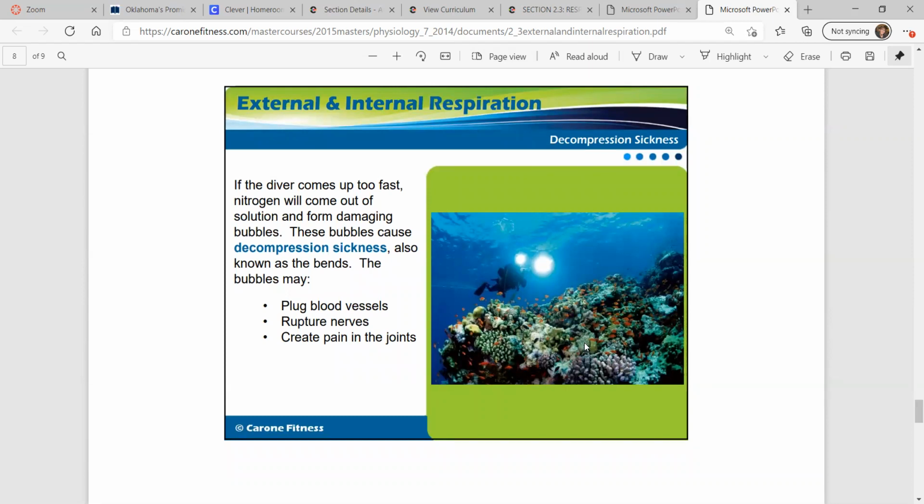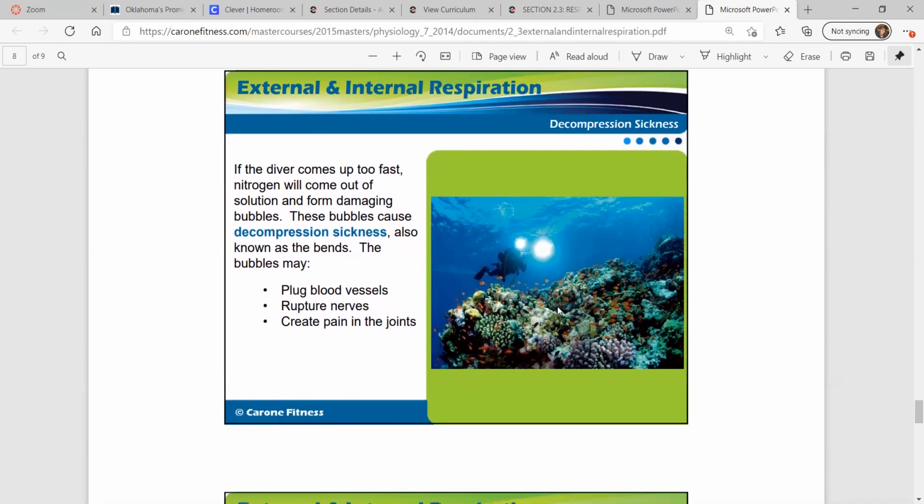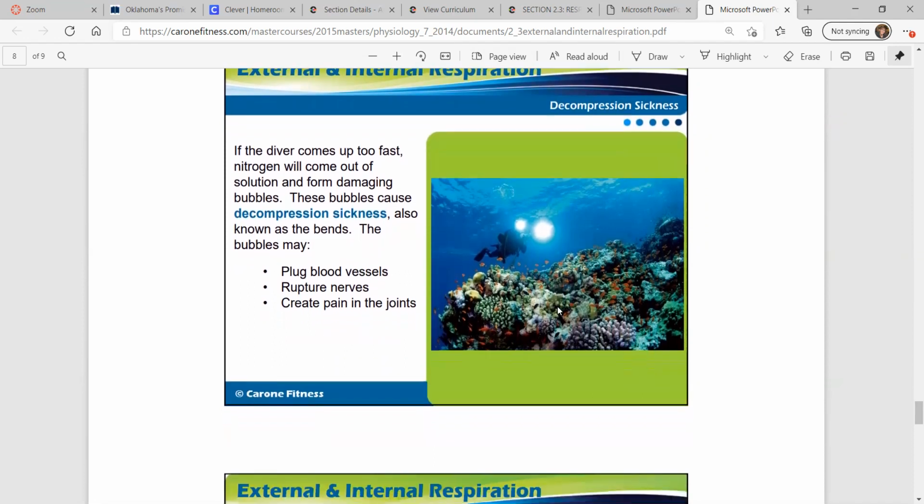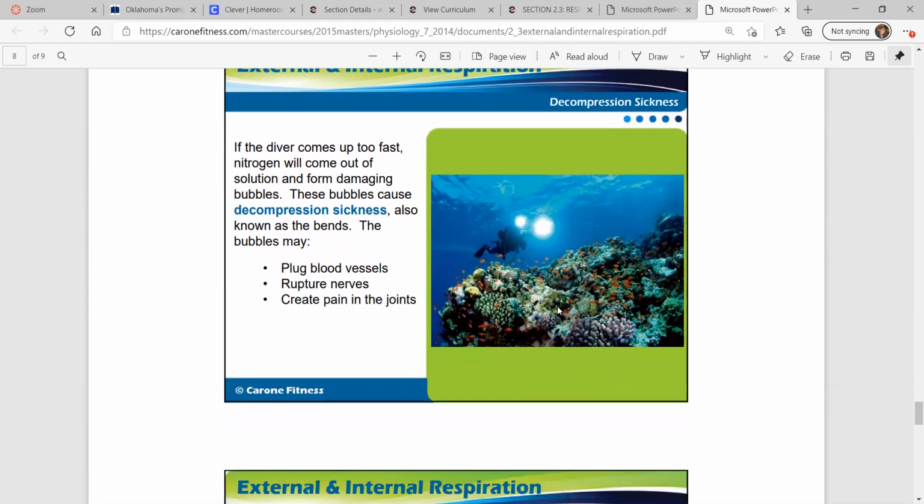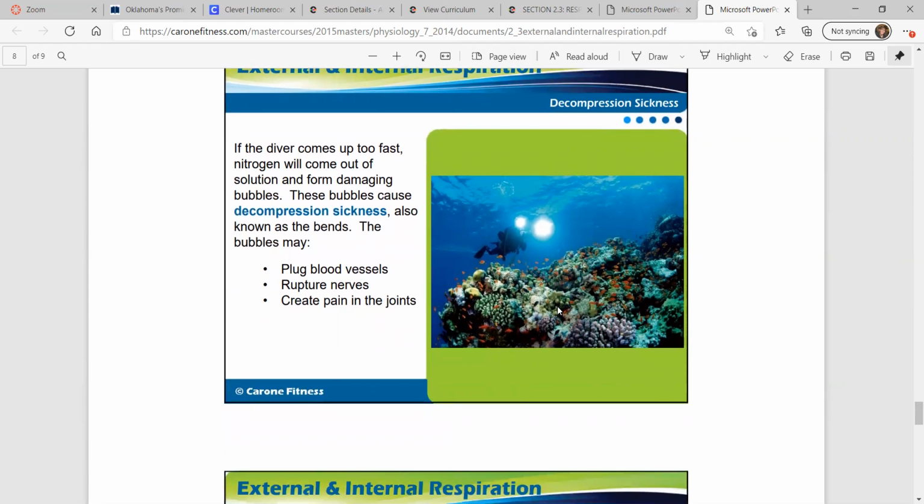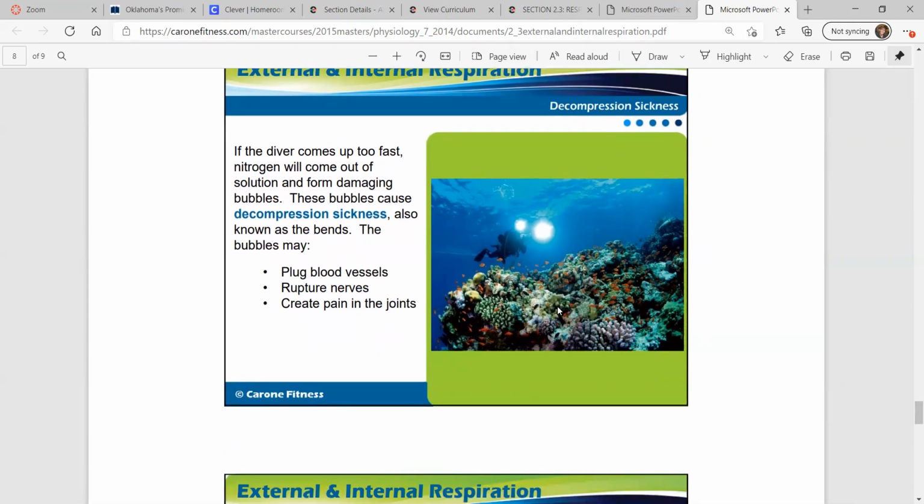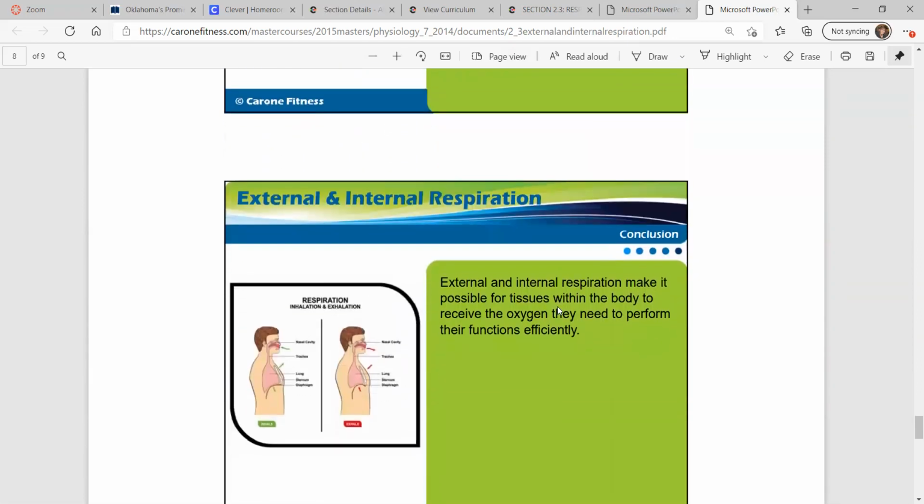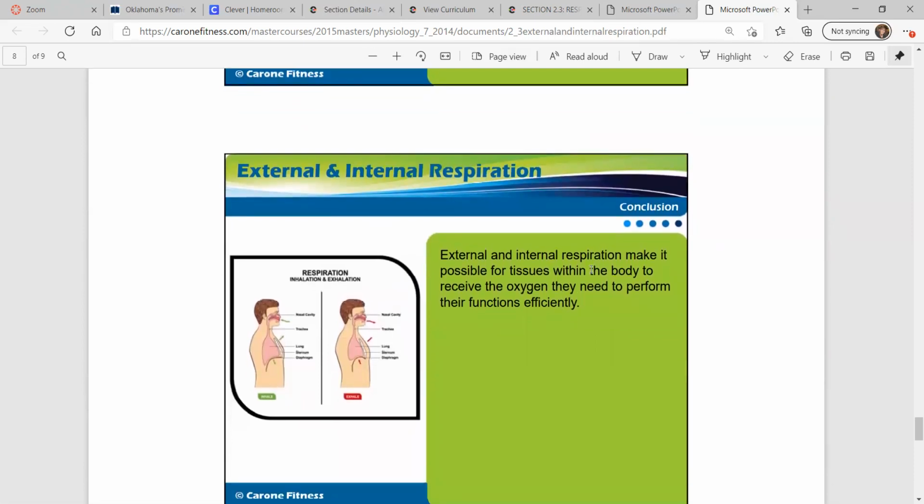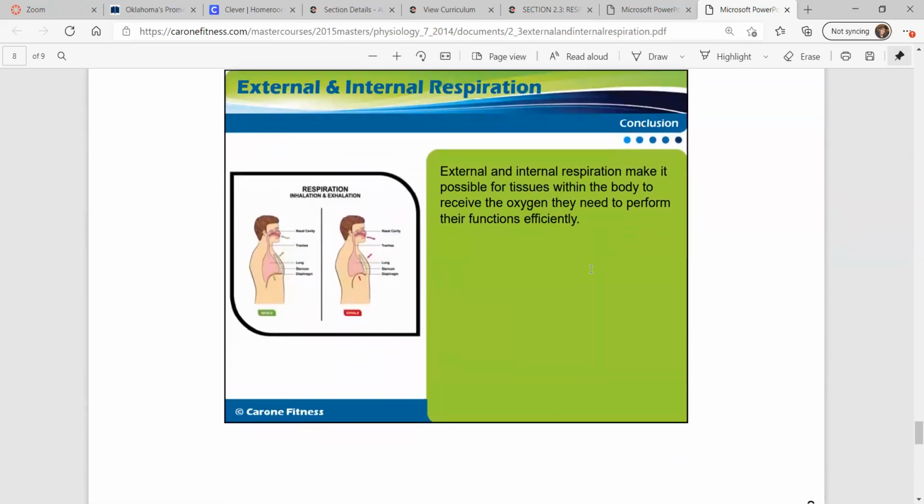Those bubbles cause decompression sickness, and it goes by the name of the bends. The bubbles may plug blood vessels, rupture nerves, create pain in the joints. So if you ever plan to dive, which I think you should, it's pretty fun, but you have to be careful coming up too fast. Your body has to adjust. And if you do it too quickly, you can hurt yourself and die. Really, it's not a good thing to go through.